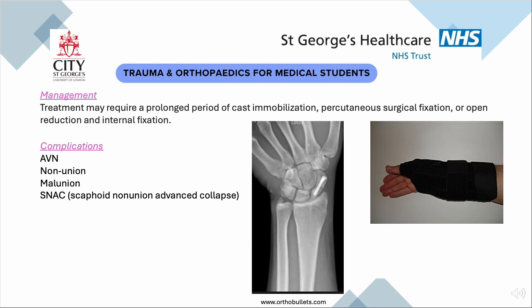So as I mentioned, the things you worry about with these if you don't get them in time are avascular necrosis, or non-union where it fails to heal, or malunion where it heals with a bit of a bend on it and that disrupts the function of the wrist. And ultimately you get this fancy thing which you really don't need to know anything about called SNAC, which is a scaphoid non-union advanced collapse, which is basically an arthritis of the wrist.